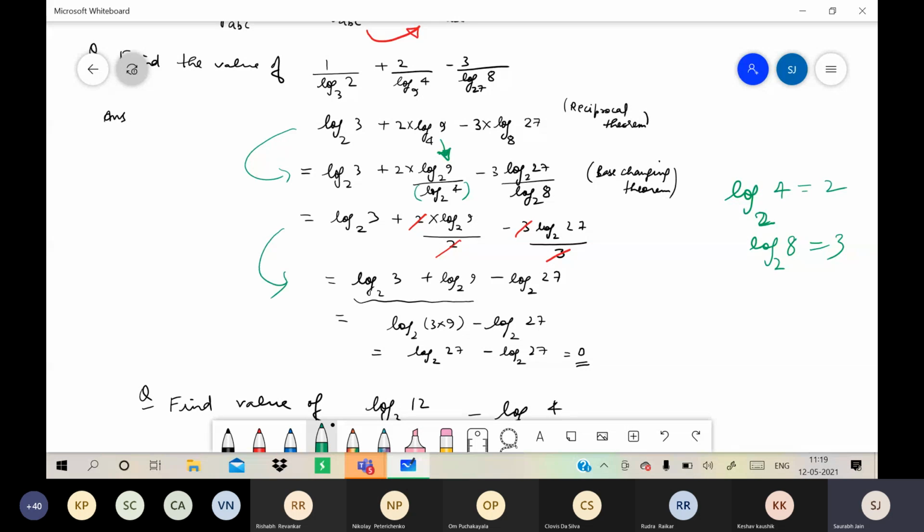Because 2 is there in the numerator and these brackets have values 2 and 3. So in the next step, you are cancelling 2 and 3 from numerator and denominator. Then you come to this step and here you apply the rule of addition, correct? And it comes out to be log 27 base 2. Fine? Yes, sir. Alright.